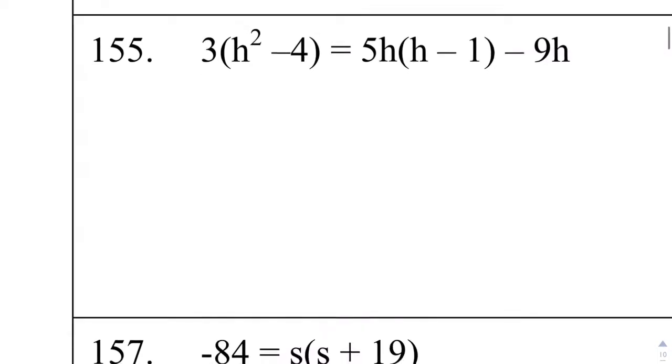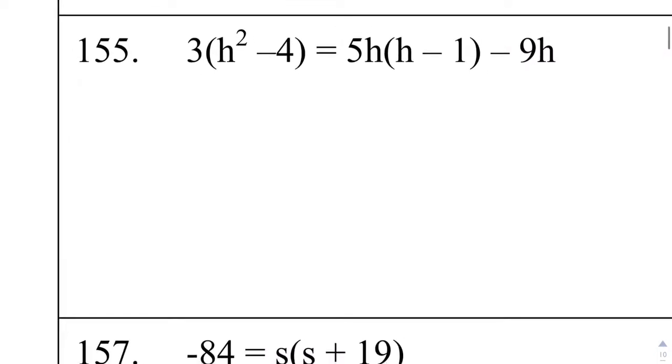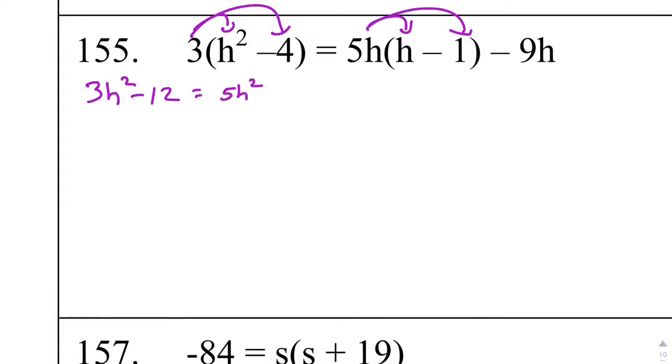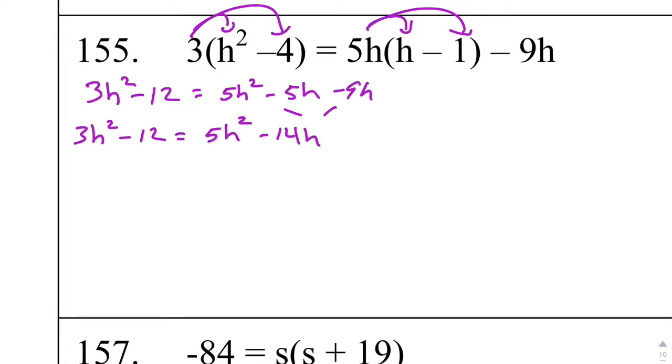In 155, I'm going to start by distributing. So multiplying these out. So let's see, that's 3h squared minus 12 equals 5h squared minus 5h minus 9h. All right, we'll combine those. 3h squared minus 12 equals 5h squared minus 14h.